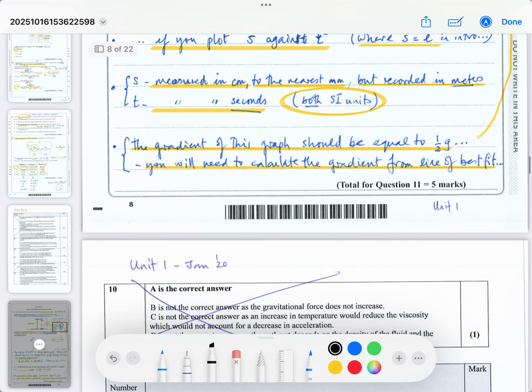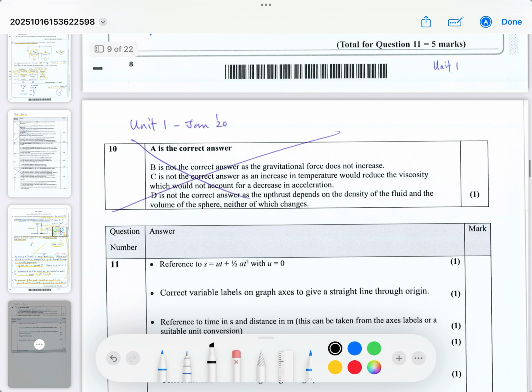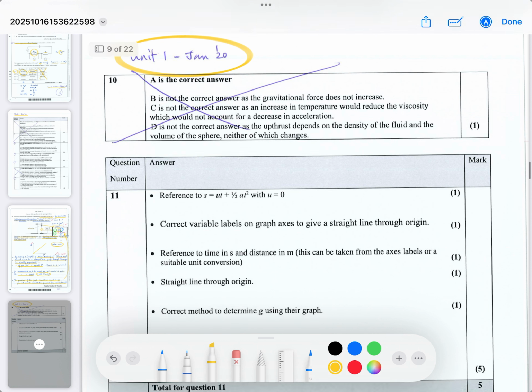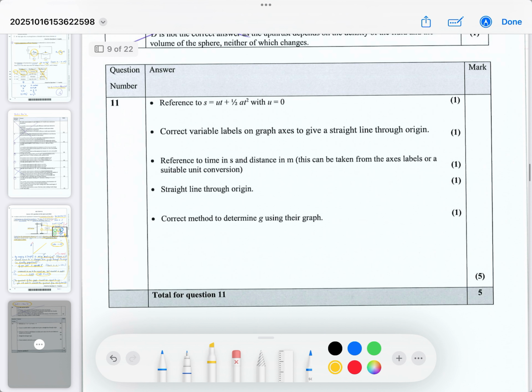Okay, so there's a short question answered. That one is also from Unit 1, January 2020, and it's a core practical one, and there's the mark scheme. Okay, so I'm going to stop there. That's part 1 done. We're kind of halfway through, and then it'll allow me to upload it, and then I'll have a break, and I'll do part 2 in the next hour or so.